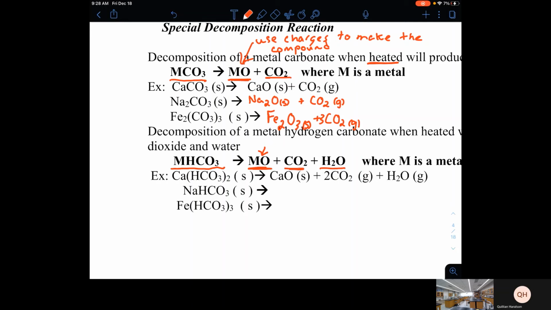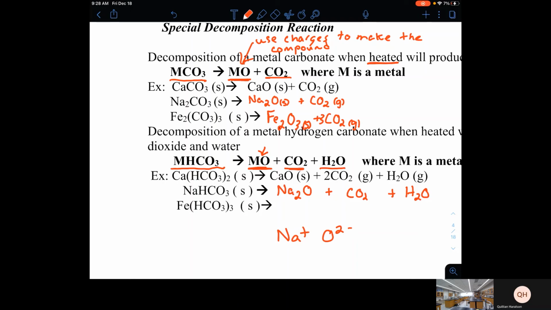So if you look at it, for this particular one, we're going to look at sodium. We're going to say, sodium, you are a +1. And then oxide, you are a 2-. So therefore, when I look at the actual formula, the formula is going to be Na2O. And then for the other products, I'm just going to write down CO2 plus H2O.